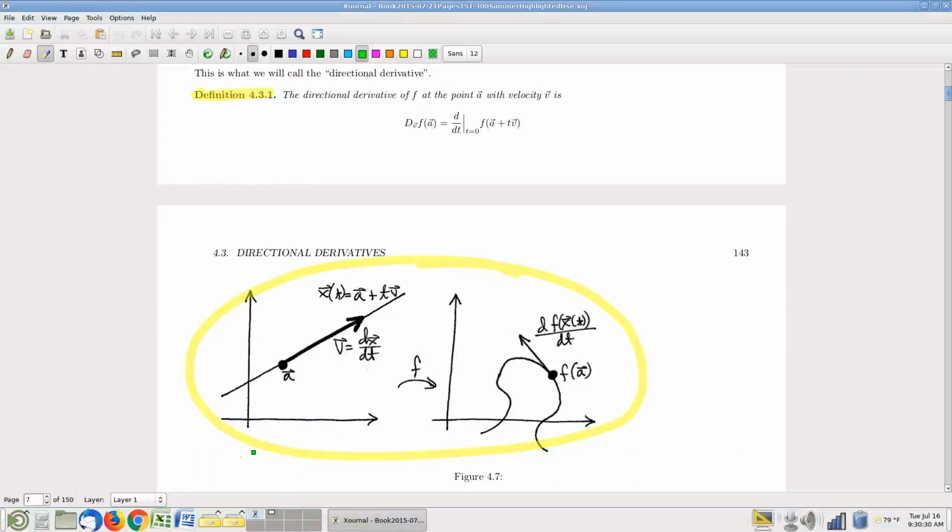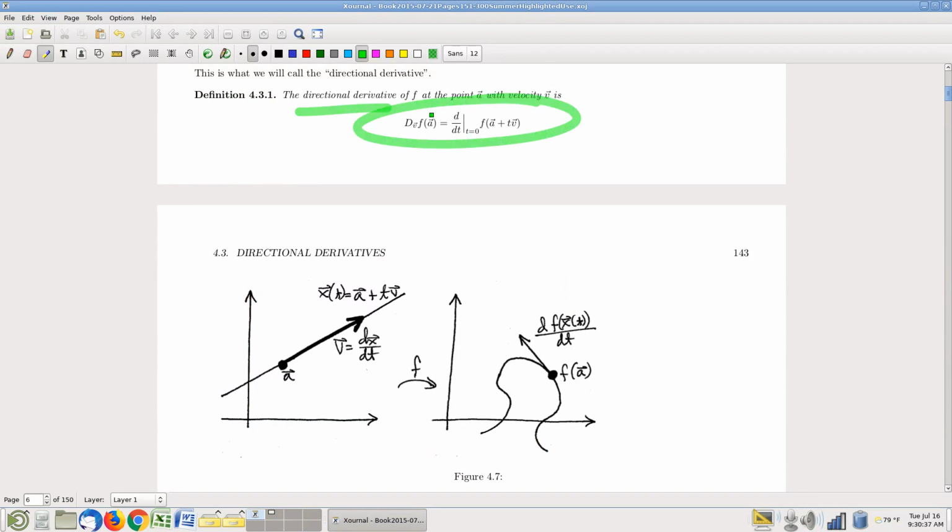Okay, so here's what we were talking about last time. We were talking about directional derivatives. Here's our definition of directional derivative. And remember, the idea of a directional derivative is pretty fundamental to the idea of a derivative.